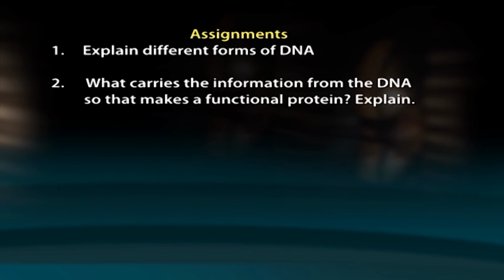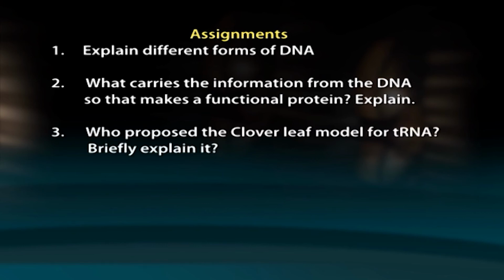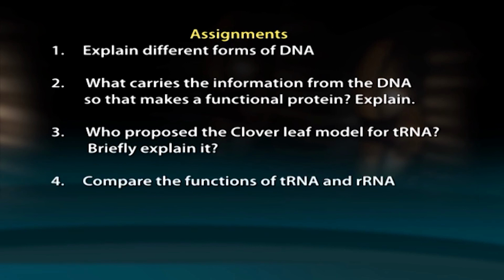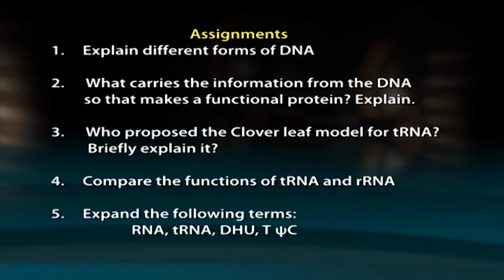Here I give you a few assignments to work out. 1. Explain different forms of DNA. Second, what carries the information from the DNA so that it makes a functional protein? Explain it. Third, who proposed the cloverleaf model for tRNA? Briefly explain it. Fourth one, compare the functions of tRNA and rRNA. Fifth one, expand the following terms: RNA, tRNA, DHU, T-psi-C.